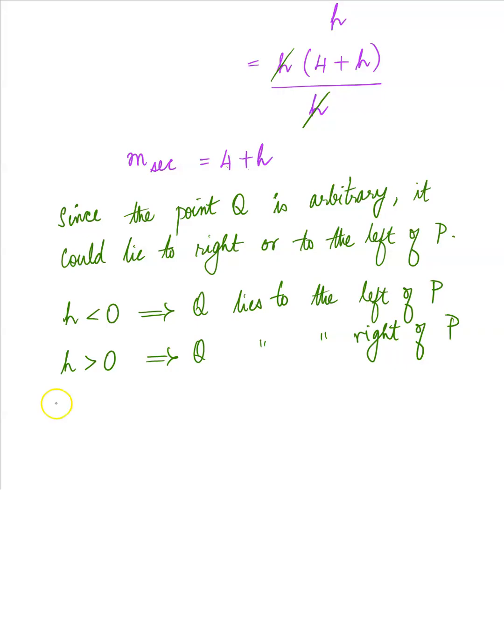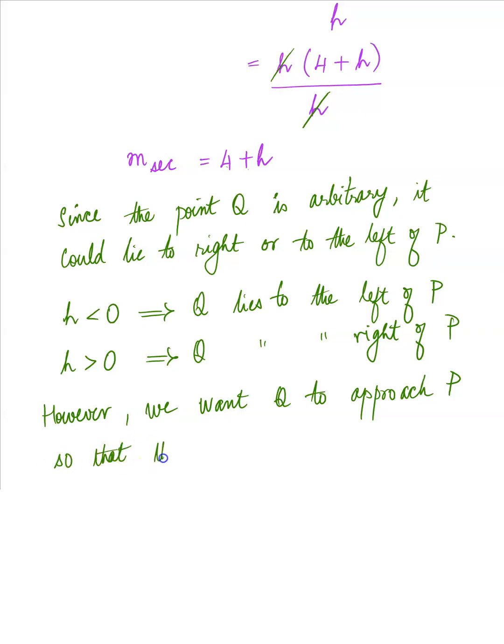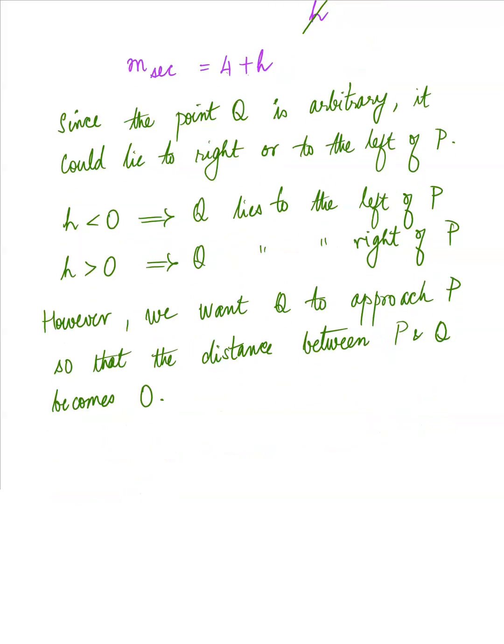However, remember, we want q to coincide or approach p. It doesn't matter if it approaches p from the left or from the right. We want it to approach p to the point where the distance between p and q becomes 0. We want it to approach that point.